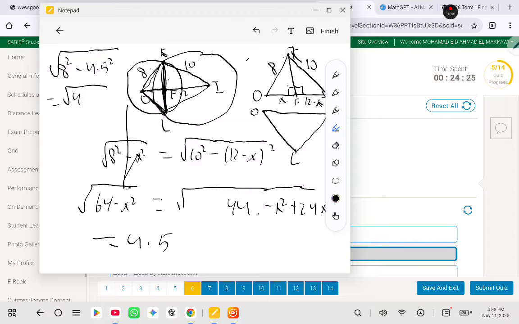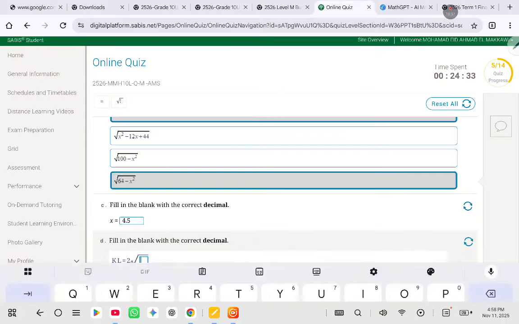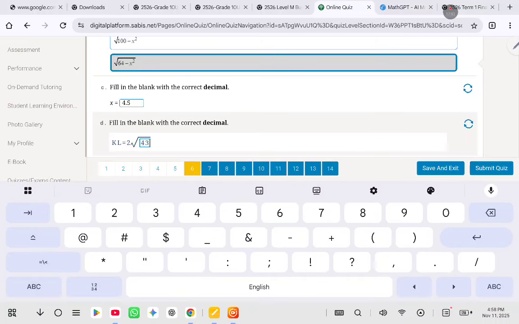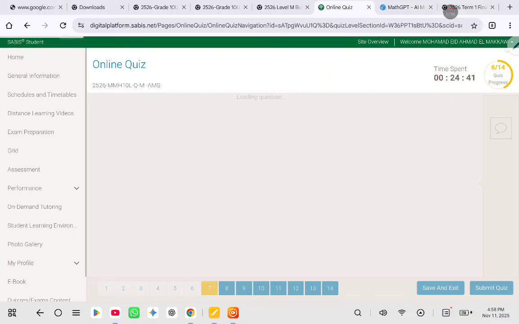So yeah, you do 8 squared minus 4.5 squared, and then you get 43.75. And the reason why I'm keeping it in the radical is because the answer is 2 radical 43.75. Guys, this is probably the most difficult question.